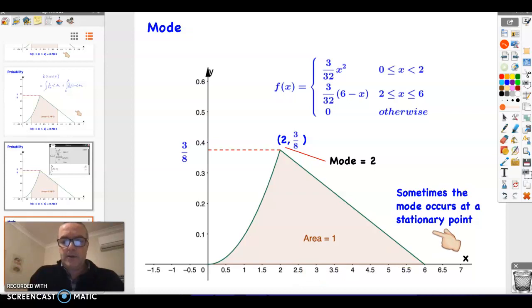Keep in mind, depending on the type of function, if it's a smooth continuous function, sometimes that mode occurs at a stationary point, and so calculus could be used to find the mode that way. We might actually be using differential calculus to locate a stationary point, and thus we would find the mode for that function.